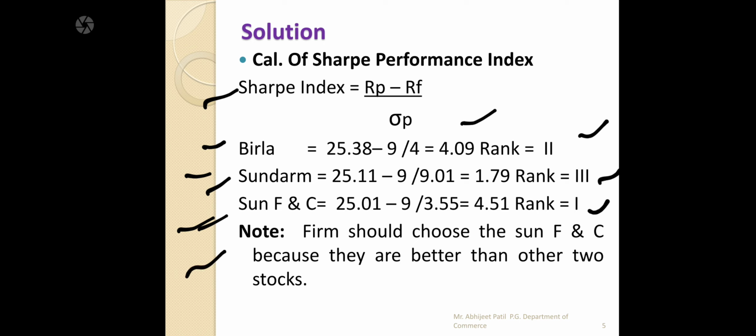You should write a note that the firm should choose Sun FC because it is better than the other 2 stocks. Here the problem asks for performance, and you should give the note selecting the best one based upon the available options. If the problem says to select 2 or 3 or maybe 4 out of the available ones, you should give the top 4 or top 2 stocks. Here they did not mention anything, so based upon the highest one, you should select it for investment as per the Sharpe performance index.